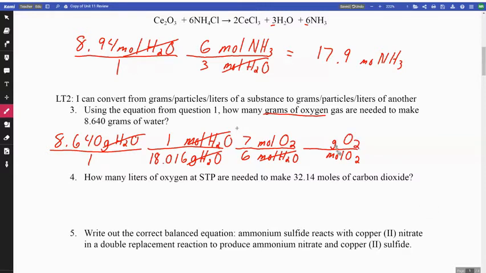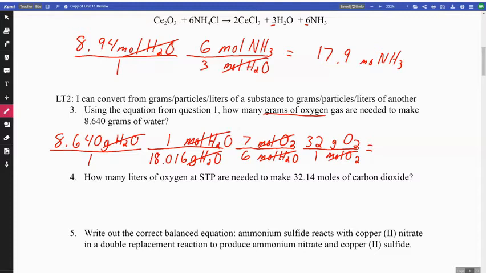Again, if we have moles on bottom and anything other than moles on top, then 1 goes in front of moles. The molar mass always goes in front of grams. So that's going to be 32 because oxygen is 16 multiplied by 2 is 32. Moles of O2 cancel out. We're left with grams of O2. That is where we want to be. So that means we do not need any more conversion factors.